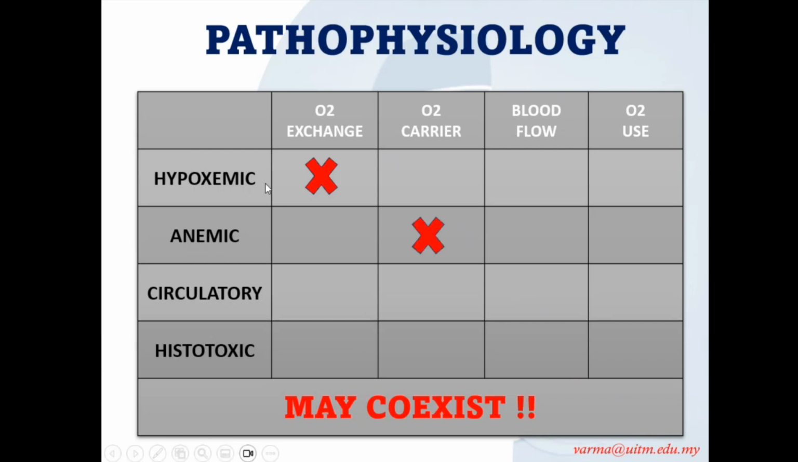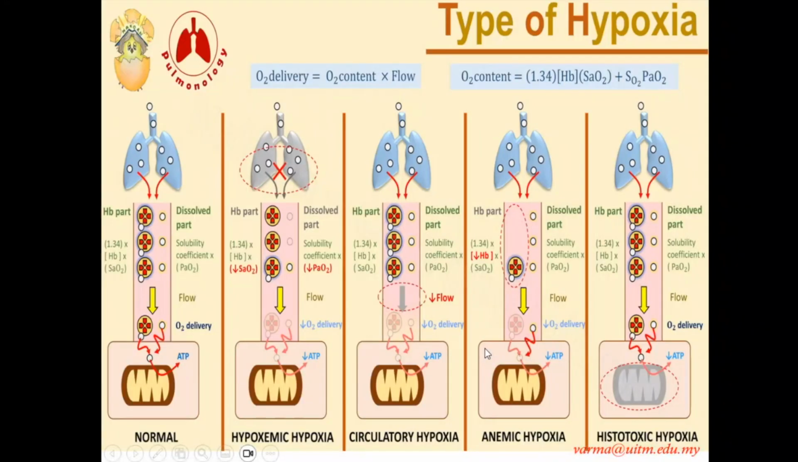In anemic hypoxia, there is no problem with the PO2. The problem is in the oxygen carrier. The oxygen carrier is your hemoglobin. So the hemoglobin is the problem. Blood flow is the problem in circulatory hypoxia, whereas oxygen use is the problem in histotoxic hypoxia. They might exist as a single pathology causing hypoxia, or they may coexist. A person can be anemic and hypotensive as well, causing hypoxia. A person can be hypoxemic because of the 5 causes of hypoxemia we just discussed, plus anemic as well, causing hypoxia. So they may coexist.